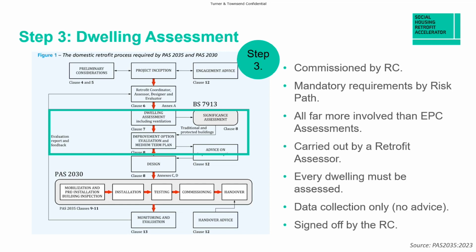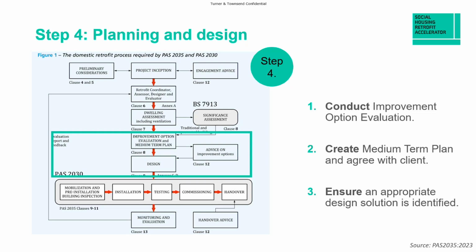Okay, let's move on. Planning and design stage. At this stage, your retrofit coordinator will conduct an improvement option evaluation, and they will develop a medium-term plan and agree that with the client. A medium-term plan is 25 years. So this is how to get that building from where it is now to, let's say, carbon neutral in 25 years, or to the best position that house could be in 25 years' time, with future retrofit and improvements in mind to achieve that.